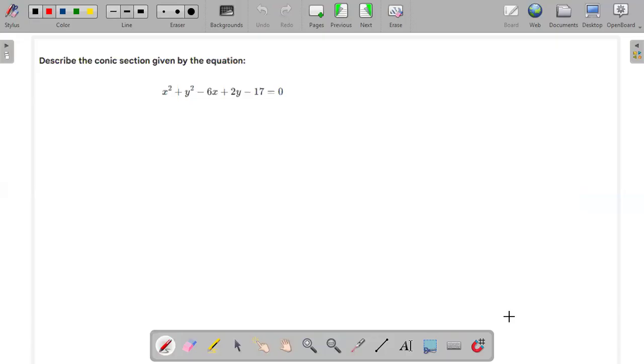Okay, so they are telling us to describe the conic section given by the equation. Now, one thing to take note of is you have A.